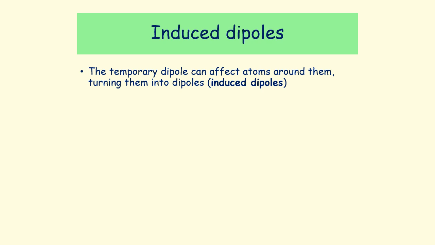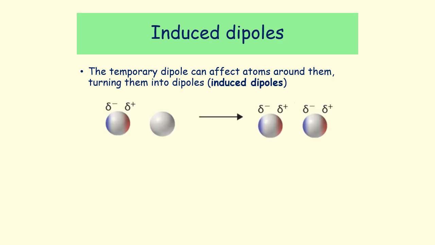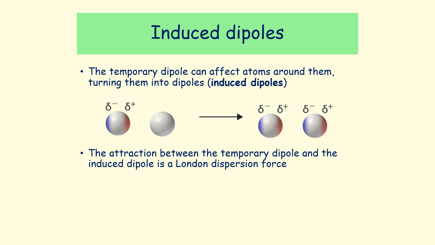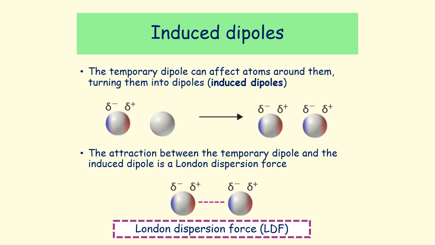What happens next is something called an induced dipole. And that is that the temporary dipole that you formed will have an effect on neighboring atoms or molecules, and it can turn atoms that are not dipoles into dipoles. So if an atom is being turned into a dipole, it's called an induced dipole. Whenever we put our temporary dipole next to another atom, it will turn that atom into a temporary dipole. And then the attraction between the temporary dipole and the induced dipole, between the delta negative and the delta positive of different atoms, is what we call a London dispersion force. So the London dispersion force is the attraction between the delta positive of one atom and the delta negative of another atom.